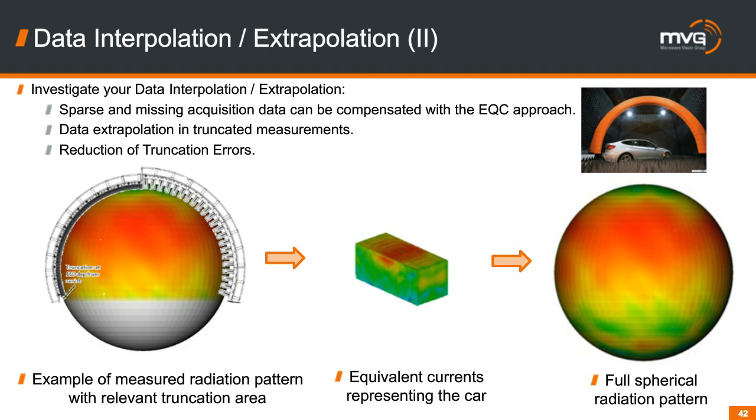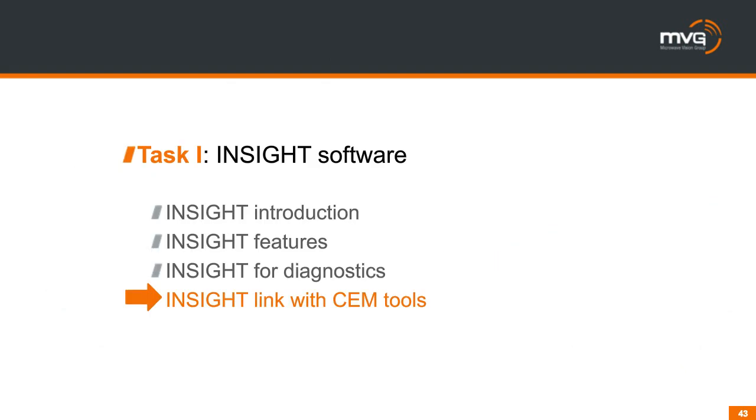The equivalent current computation is, in fact, a minimal energy operator on the truncated region, which allows for a direct computation of the current, avoiding errors caused by the processing of a discontinuous field. From the computed equivalent current, the field is finally evaluated over the full sphere, completing the near-field to near-field transformation process. This completes the list of the features regarding diagnostic and filtering. Let's continue now with an explanation of the link between InSight and the computational electromagnetic tool.